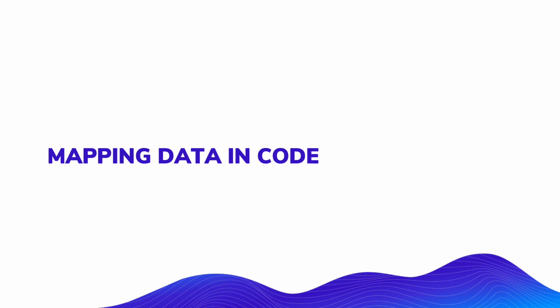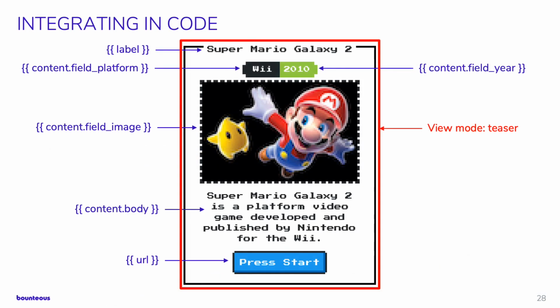So let's take a look at approaches where we're mapping our data in code. So once again, here's the component that we have, and we're still working with the teaser view mode and passing the same data into the same fields that we saw before.